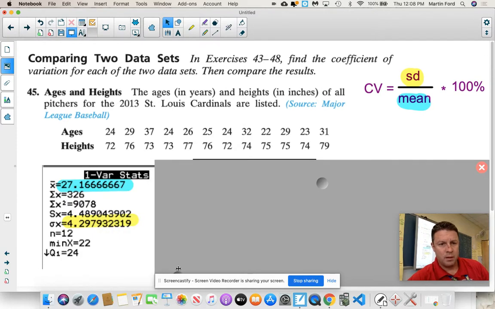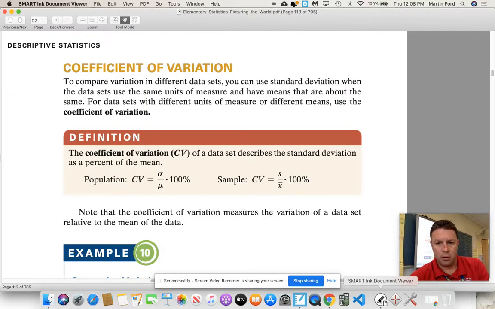When I ran the one variable stat, this one is for ages, okay? When you put it in, you find a mean of 27.16 repeating, and you'll find a population standard deviation of 4.297, okay? So I have those two values. You simply take that 4.29, divide it by 27.16, and then times it by 100, and it'll give you a percentage, okay?